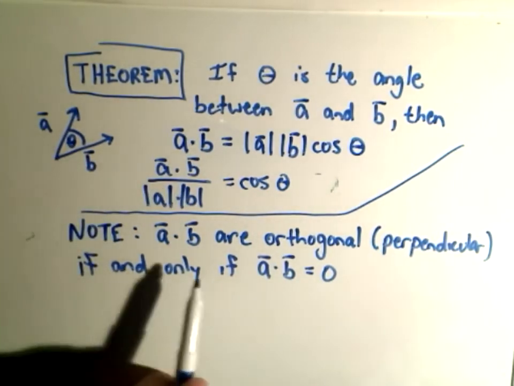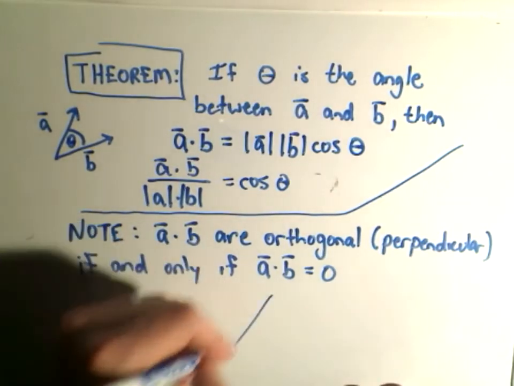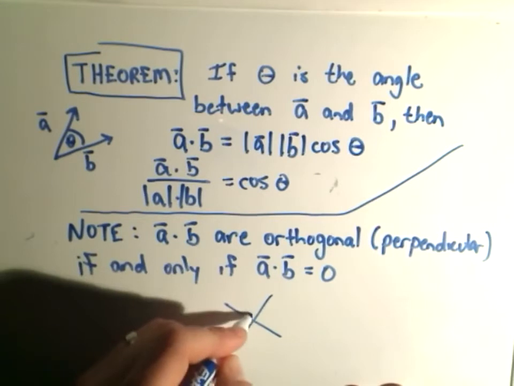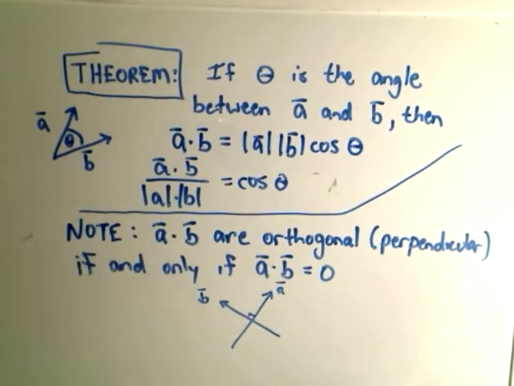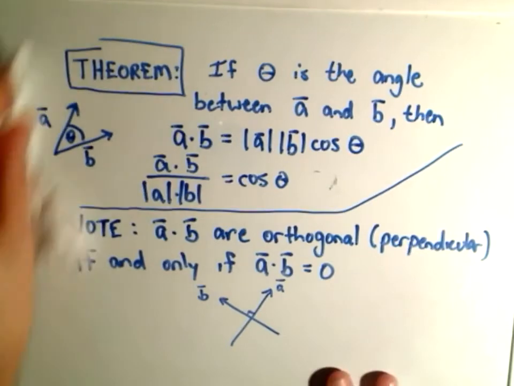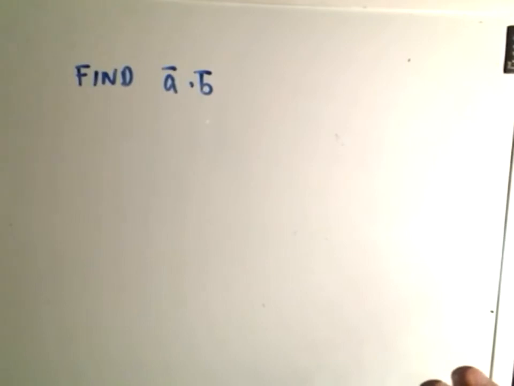And a corollary of that says that two vectors are going to be orthogonal or perpendicular if and only if their dot product equals 0. Okay, so a couple useful little results come out of the dot product result. So let's just do a couple examples here. The first one's just going to be straightforward. Let's just find the dot product, A dot B.